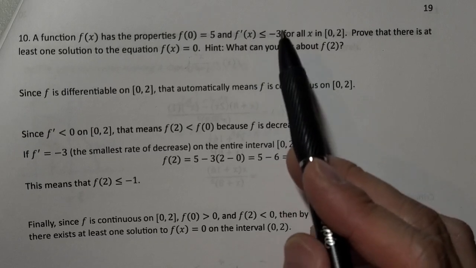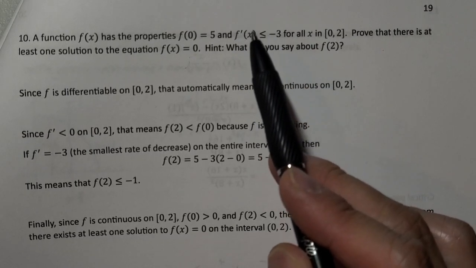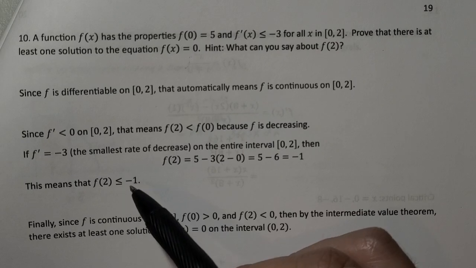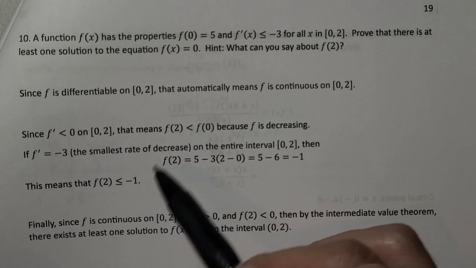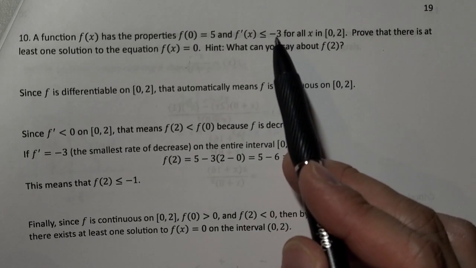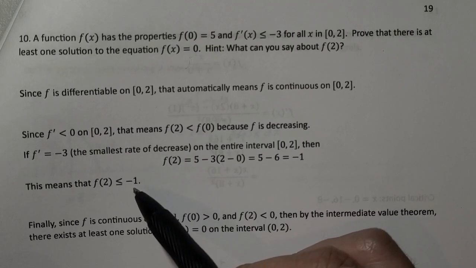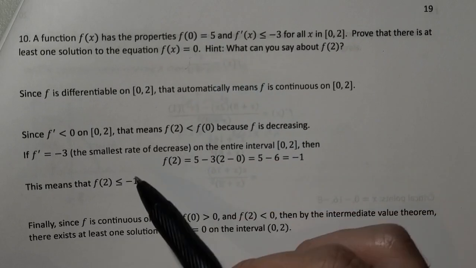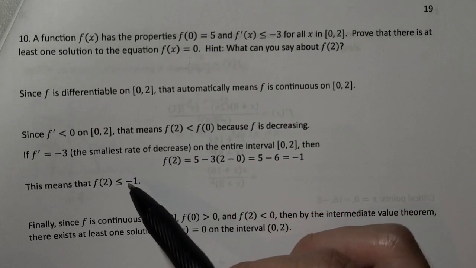Since this is the smallest rate of decrease, f of 2 is less than or equal to negative 1. It could be even more negative. We don't know, but this is the worst case. We found a negative value right here, did we not? This one's for sure negative.